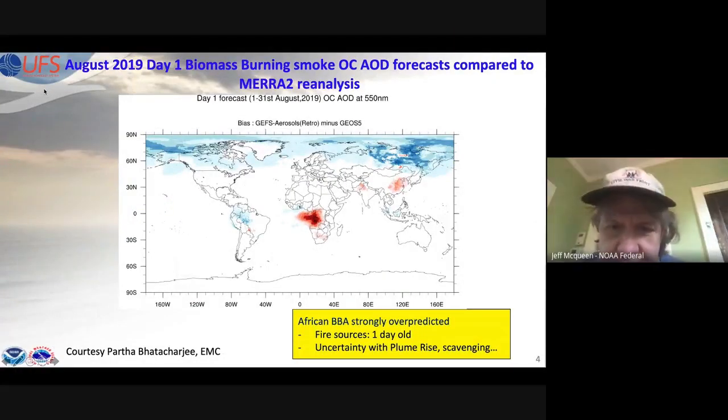Okay. So do you see over South Africa, you probably see it, the strong overprediction. This is comparing to aerosol optical depth, overprediction compared to an analysis for the month of August of 2019. Obviously this kind of overprediction would strongly influence things if we start to do cloud radiative interactions, so we could have some big problems there. So we need to correct these kinds of biases. That is a month average bias.